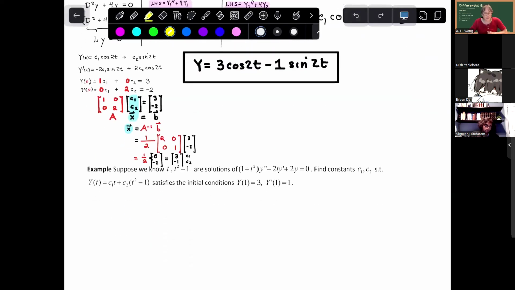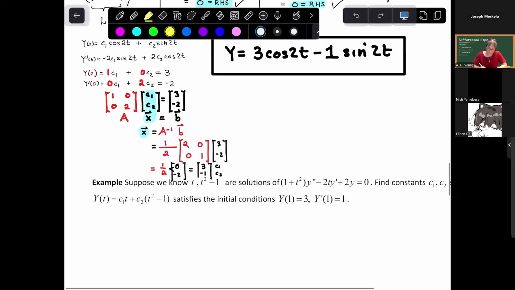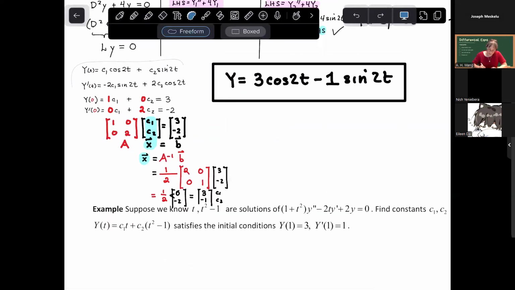Now, you don't always plug in 0. You might plug in a 1. So let's practice this one, okay? Let's do this one real quick. So this is fast.